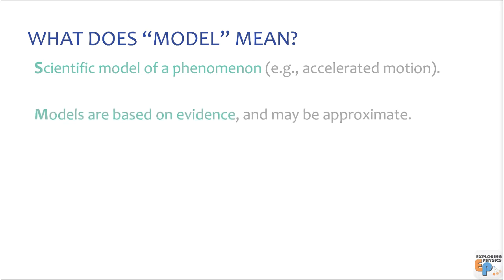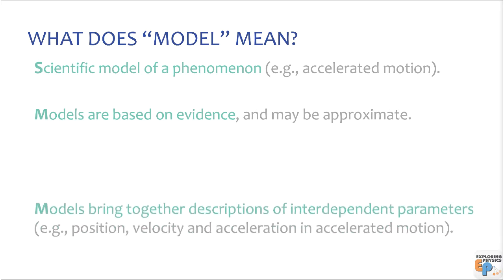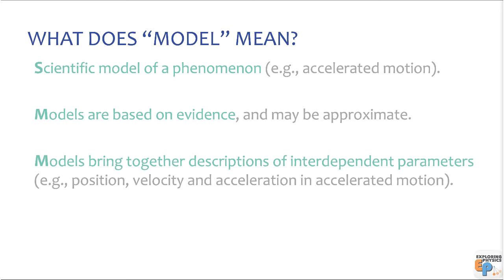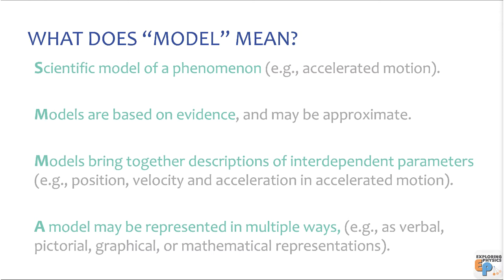A model is developed using data and evidence and may not catch every nuance of the phenomenon. The parameters involved in the phenomenon are brought together in the model, and models may be represented in several ways, typically verbal, pictorial, graphical, or mathematical.